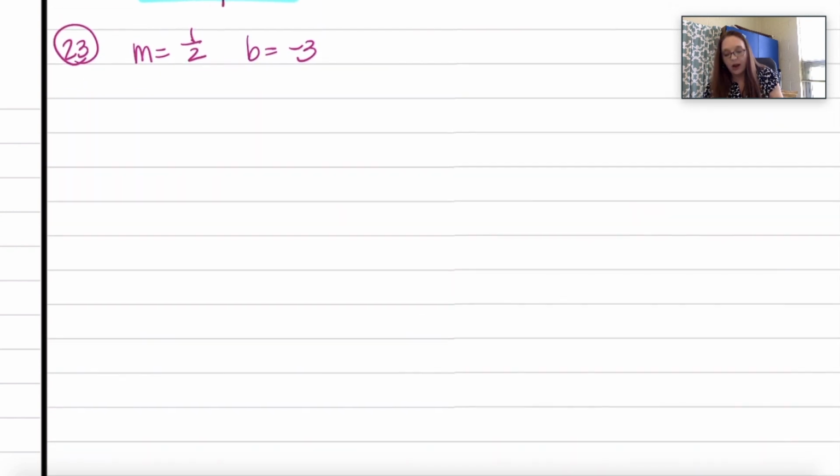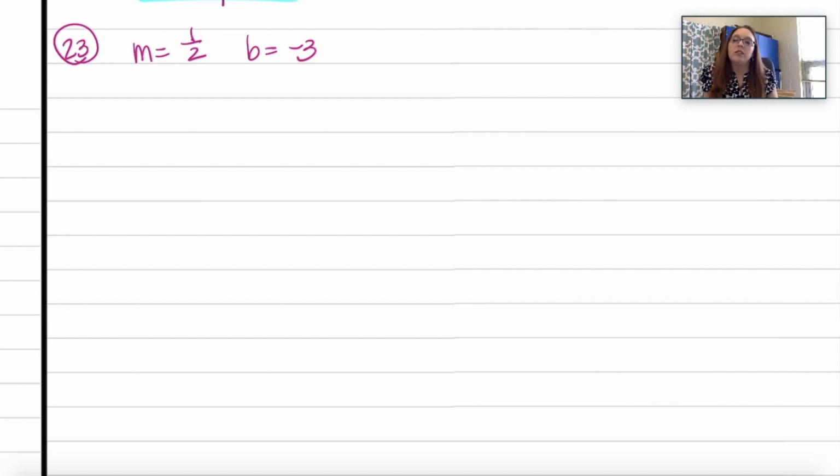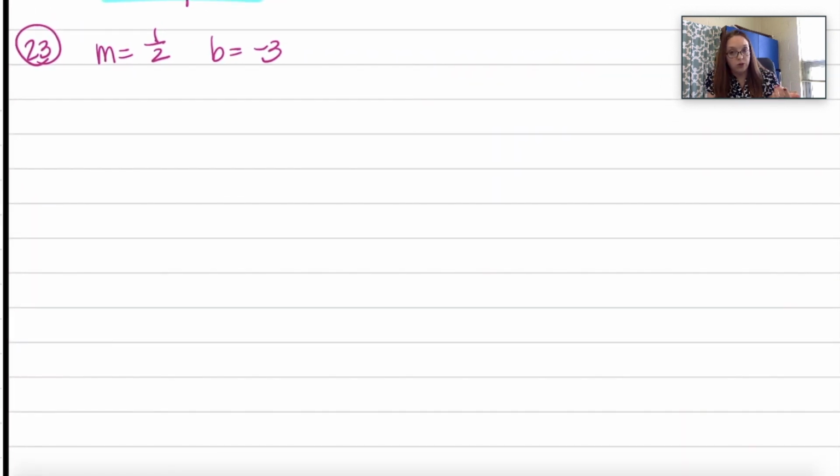And do you see how I'm writing the given information down first? Even if you're doing this on notebook paper, you need to be doing that as well. All right, so since we're given a slope and a y-intercept, we're going to start off in slope-intercept form. So y equals 1/2 x minus 3. You want the x and the y on the same side, so you'd subtract 1/2 x on both sides.